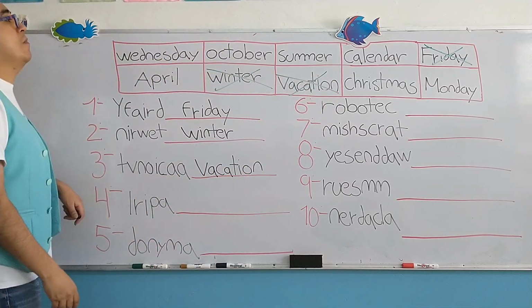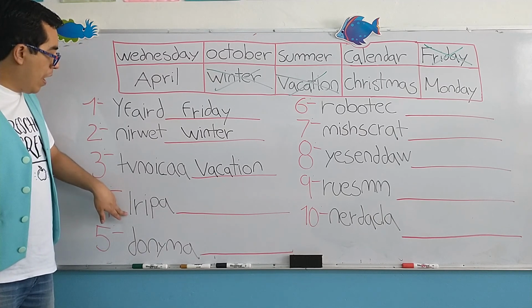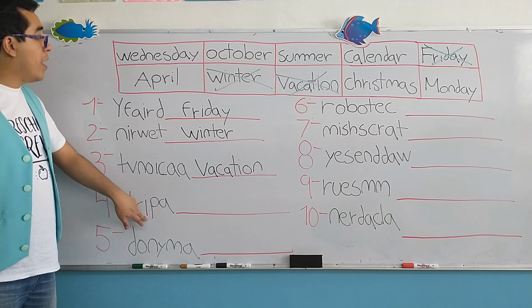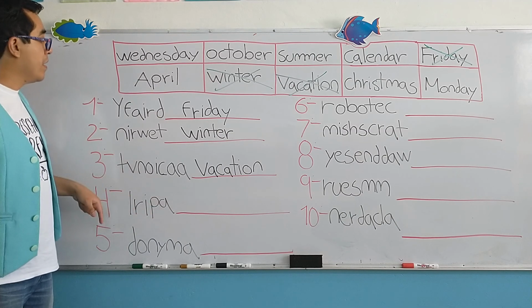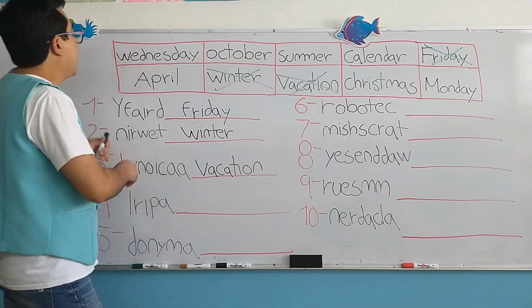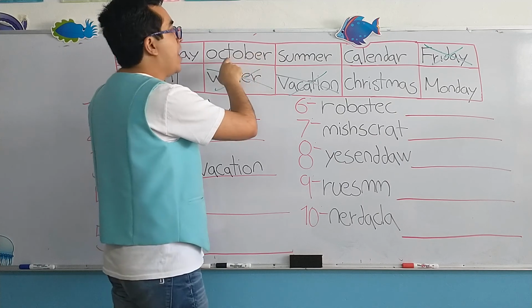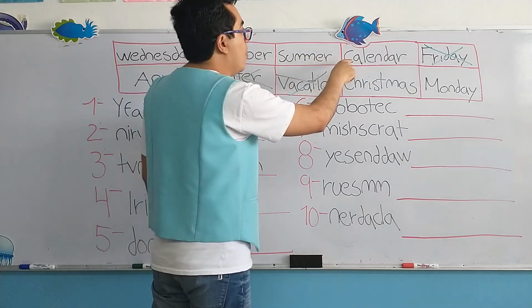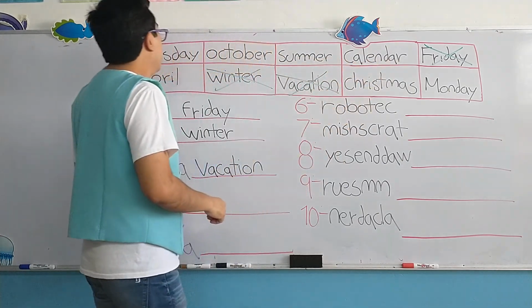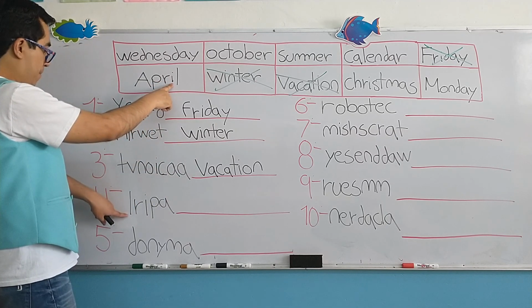Let's continue with number 4. For the number 4, letters I, R, I, P, and A. Let's check letter I. I of Indian, here we don't have it. No, no I of Indian. Here we have one I of Indian.